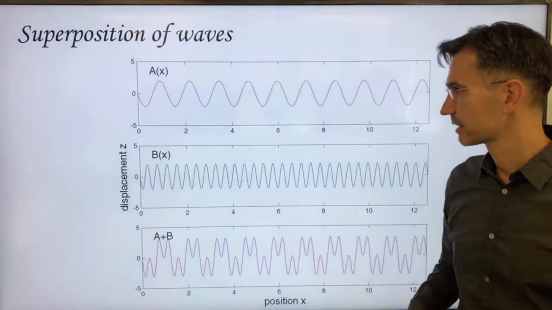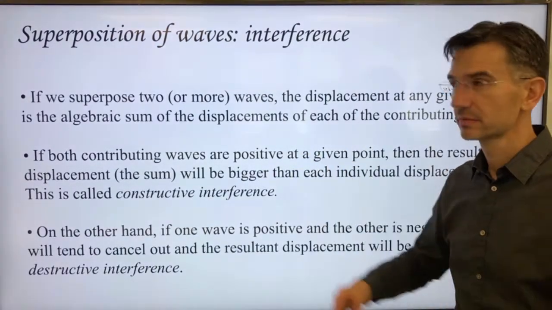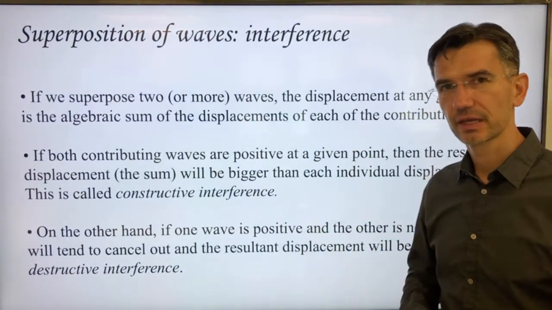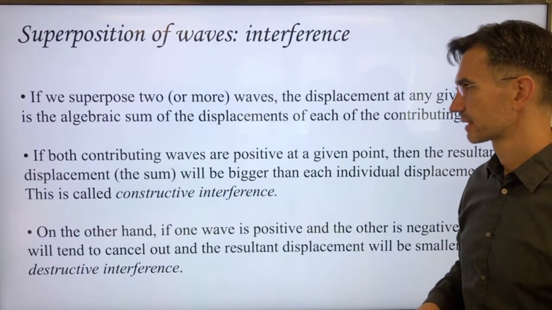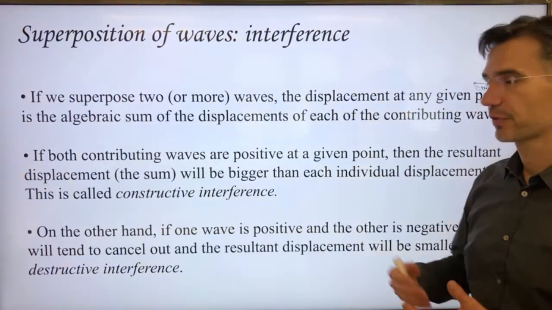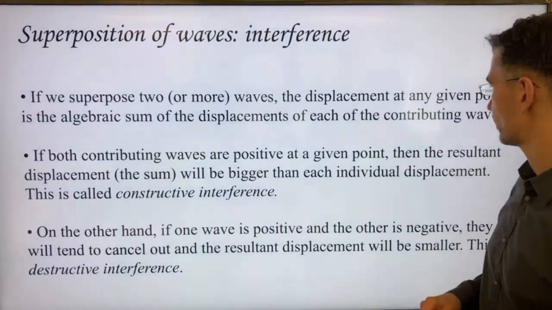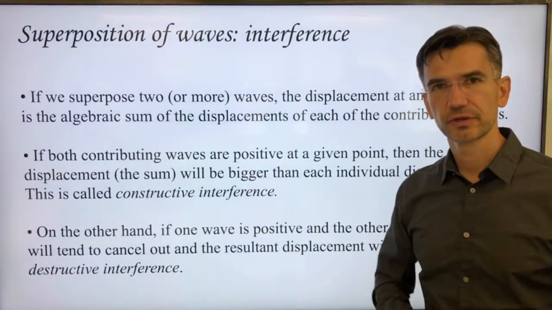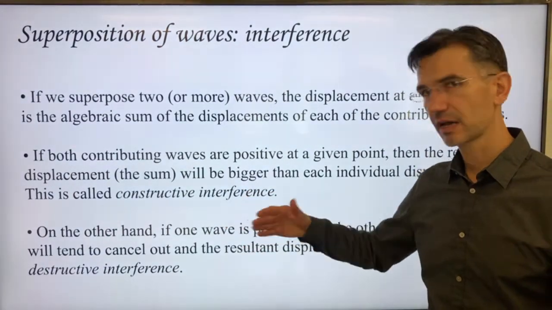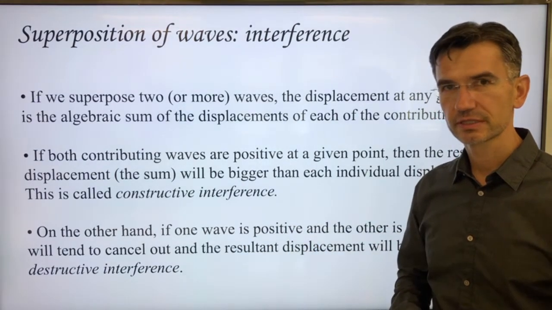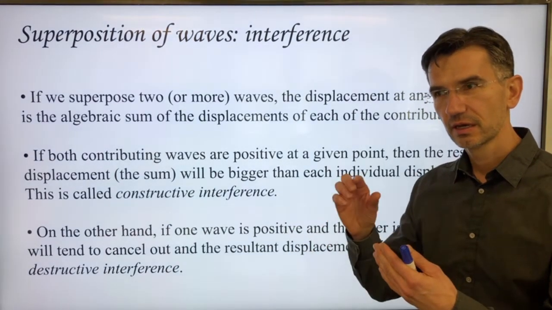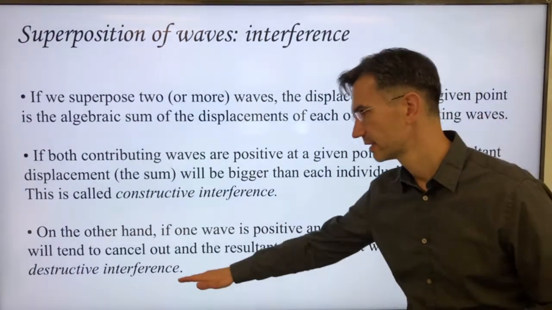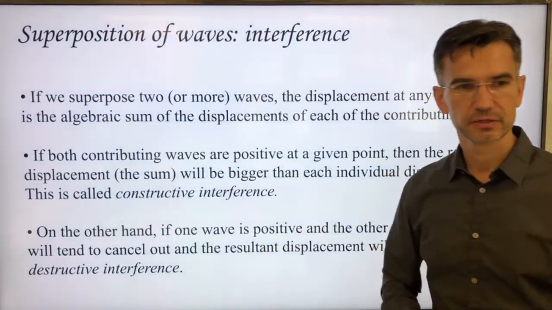So the bottom line here is that if we superpose two or more waves, then the displacement of the resulting wave is the sum of the displacements from the individual waves. And if both displacements, say, are positive at a given point, then the result will be even bigger than the individual displacements. And this is called constructive interference. Whereas if the displacements have opposite signs, one positive, one negative, then the net displacement will be the average, or it can actually completely cancel out, in which case we have destructive interference.